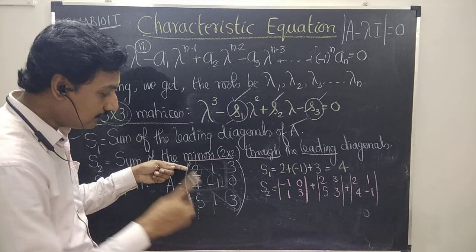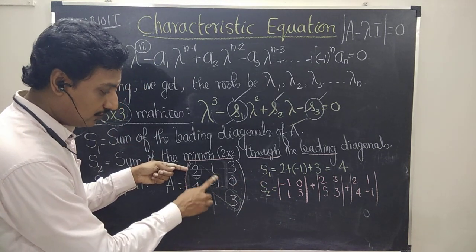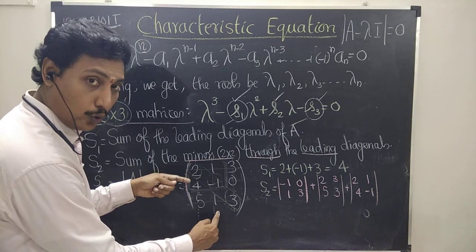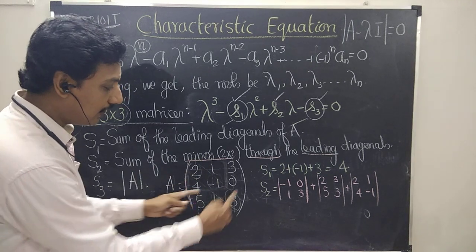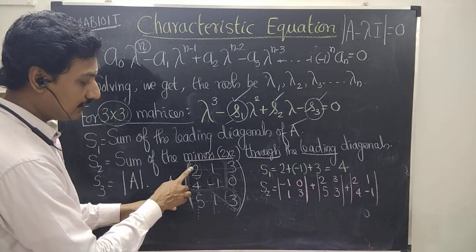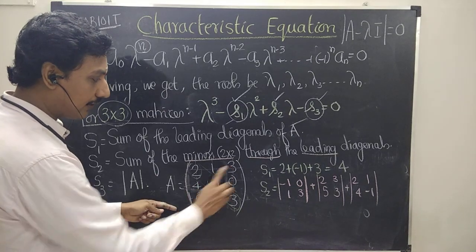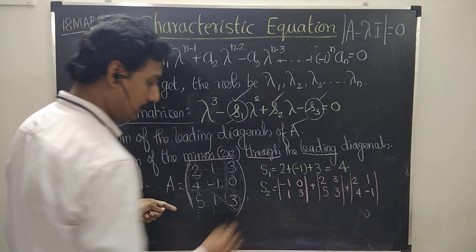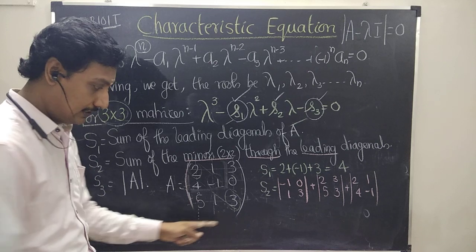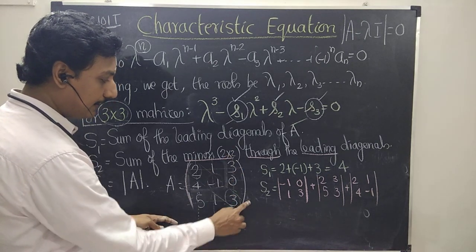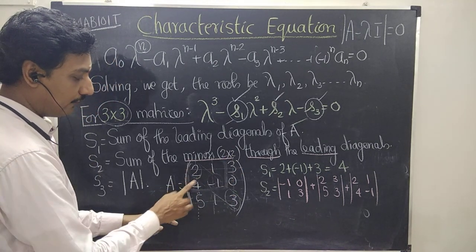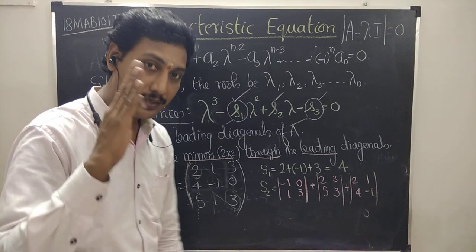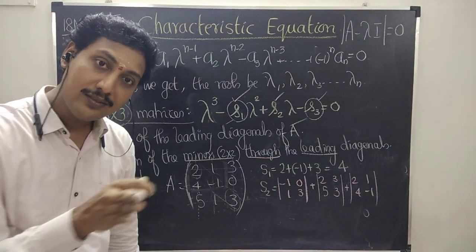What about the second diagonal, the middle one, minus 1? For this diagonal, eliminate the corresponding column and row. The remaining elements are 2, 3, 5, 3. And the third diagonal is 3. Eliminate this column and this row, so we get 2, 1, 4, minus 1. There are only 3 minors because there are only 3 diagonals.